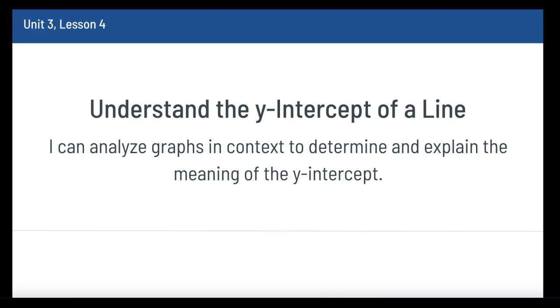Hey y'all, in this lesson we are going to look at understanding the y-intercept of a line. So our goal is to be able to analyze graphs in context to determine and explain the meaning of the y-intercept.